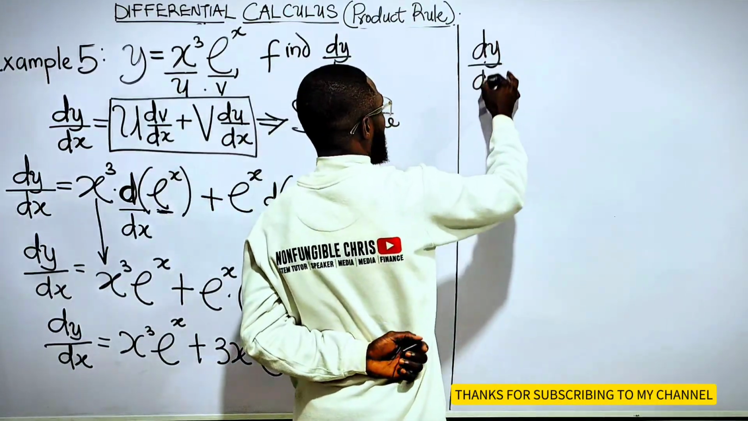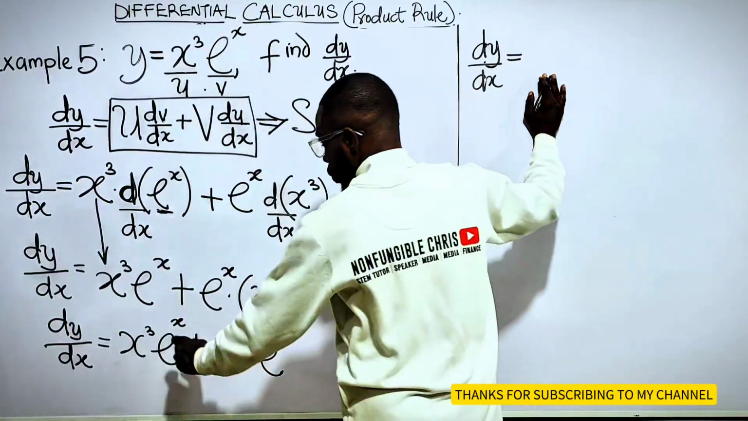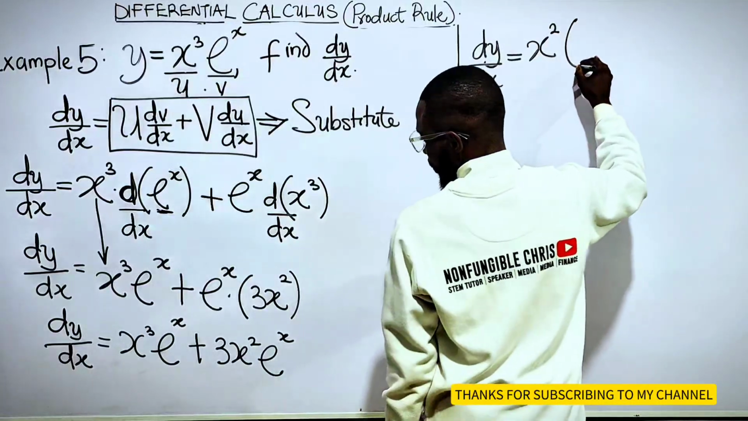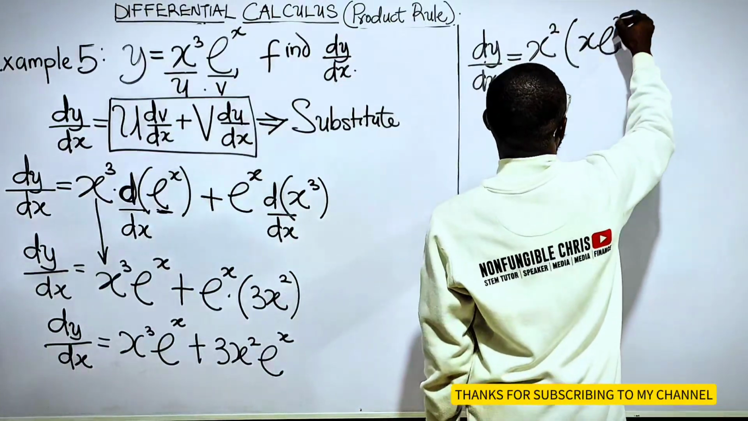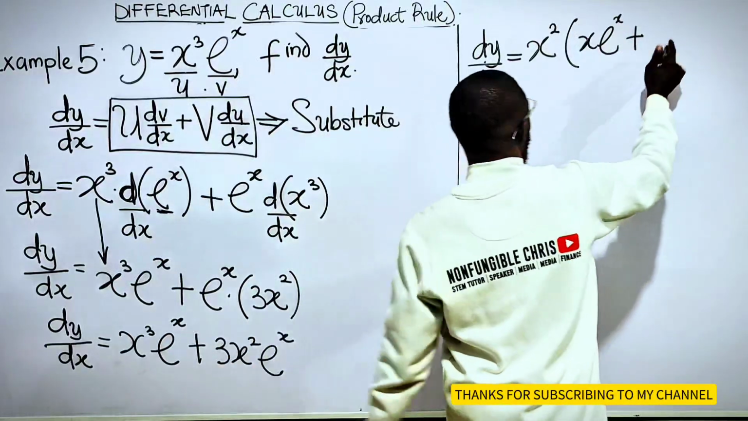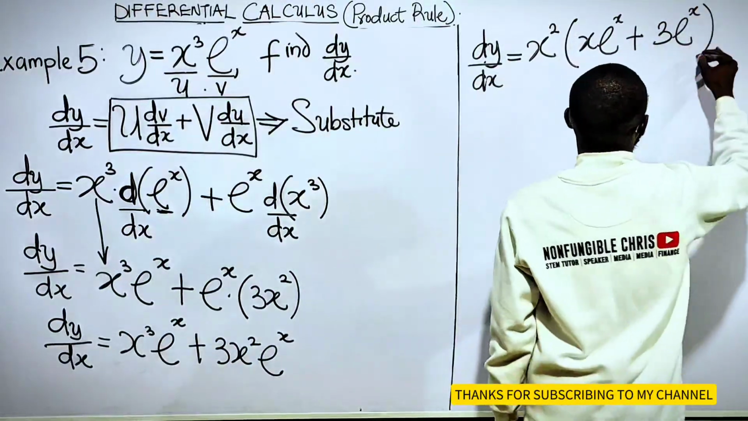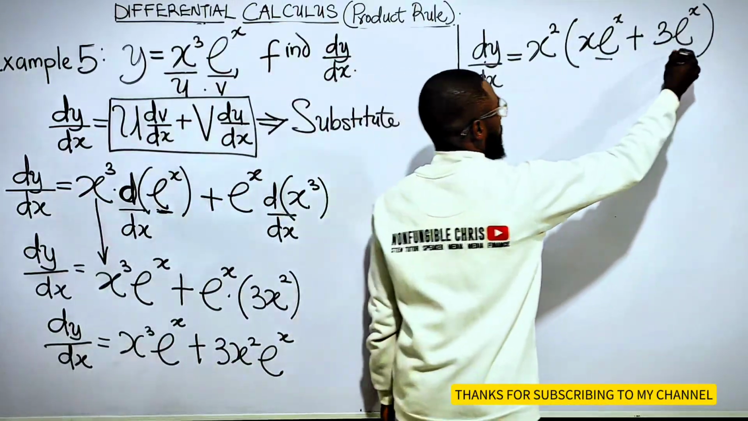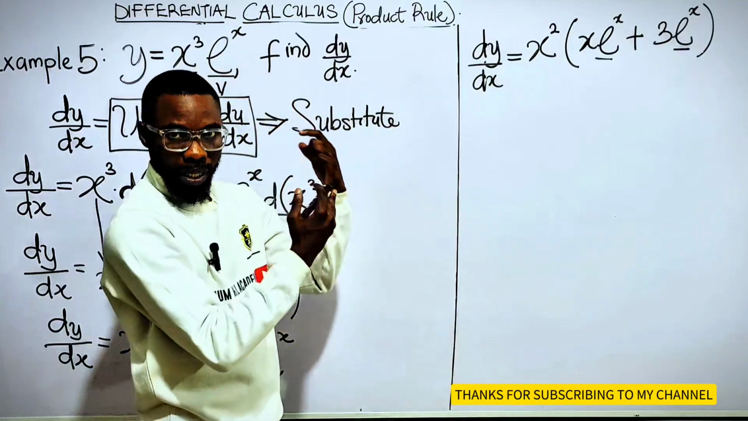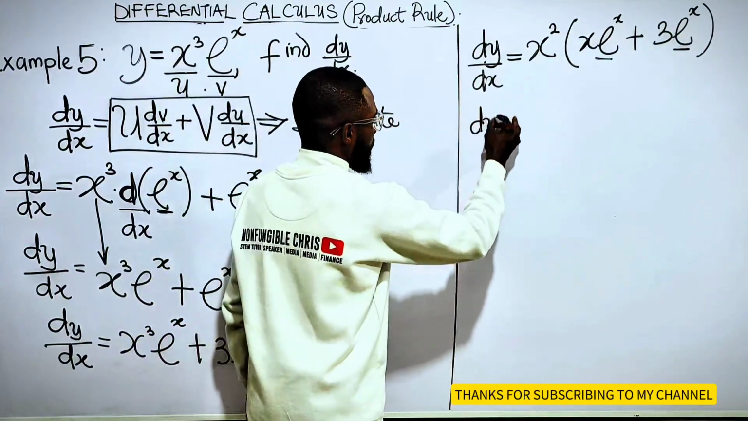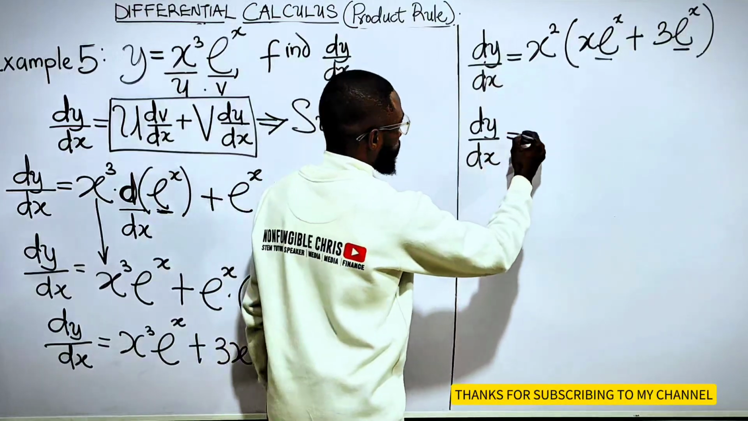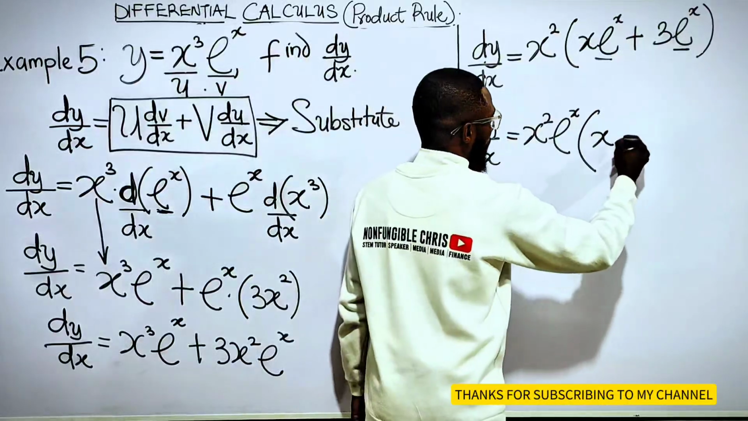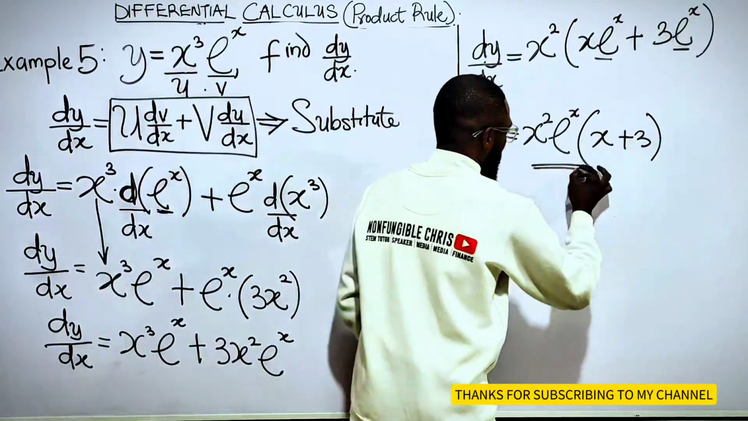We have dy over dx finally becomes what? What do we factorize here? x squared. We have x squared bracket what? x e raised to power x plus what? We've taken x squared out, we now have 3 e raised to power x. But then you could see that there is also a common factor, e raised to power x here and e raised to power x here. So we can still bring that one out. So for that, it's going to be dy over dx as x squared e raised to power x bracket of x plus 3. Simple, right?